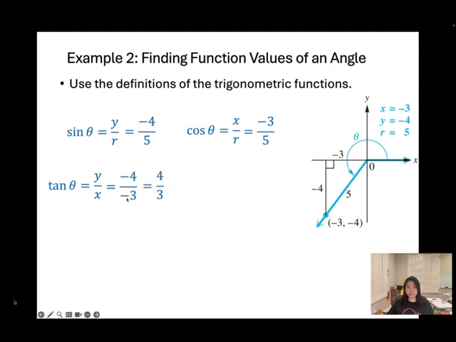Okay, negative, negative, you're going to cancel out. Secant, that will be the reciprocal of cosine, so that will be -5 over 3. Cosecant, that's the reciprocal of sine, right? So you should get 5 over -4. Cotangent, reciprocal of tangent, so that will be 3 over 4.